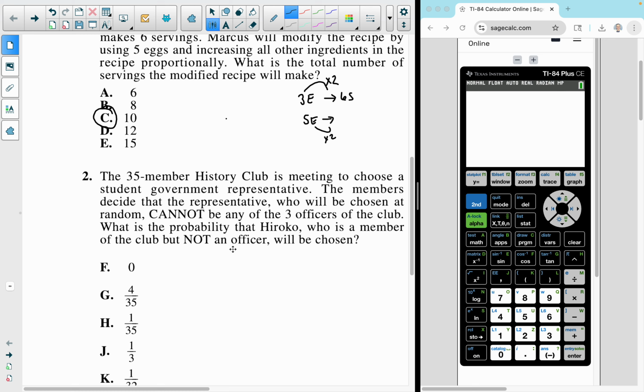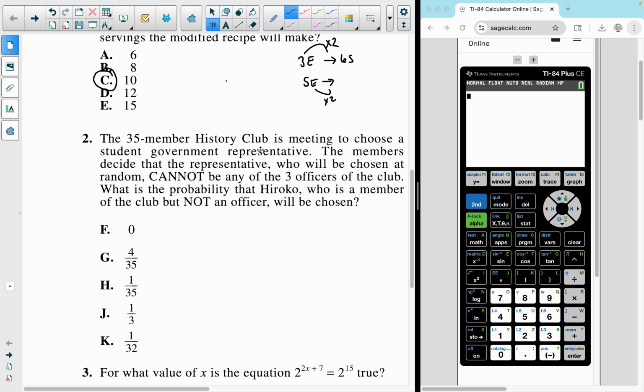Question 2 says the 35-member history club is meeting to choose a student government representative. So we see that there are 35 members. The members decide that the representative who will be chosen at random cannot be any of the 3 officers. So we have 35 minus 3 officers. That means that there's only 32 members remaining.